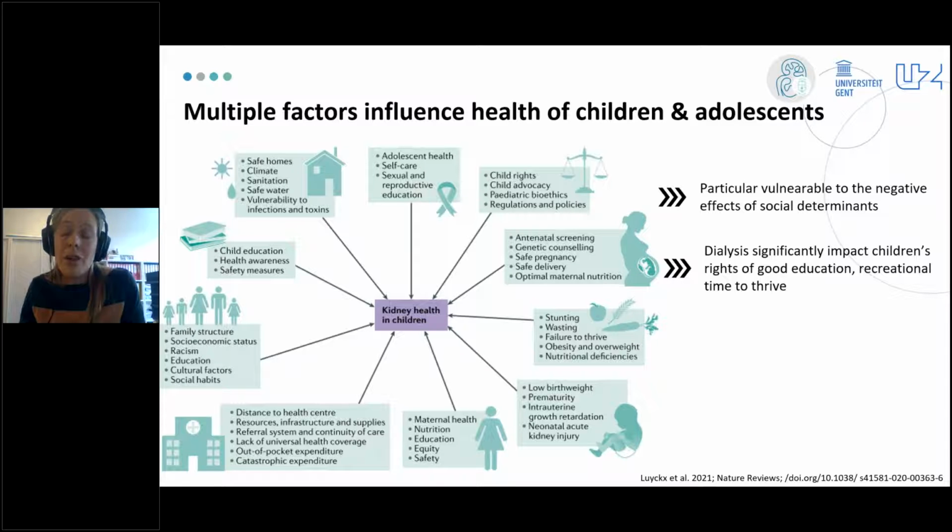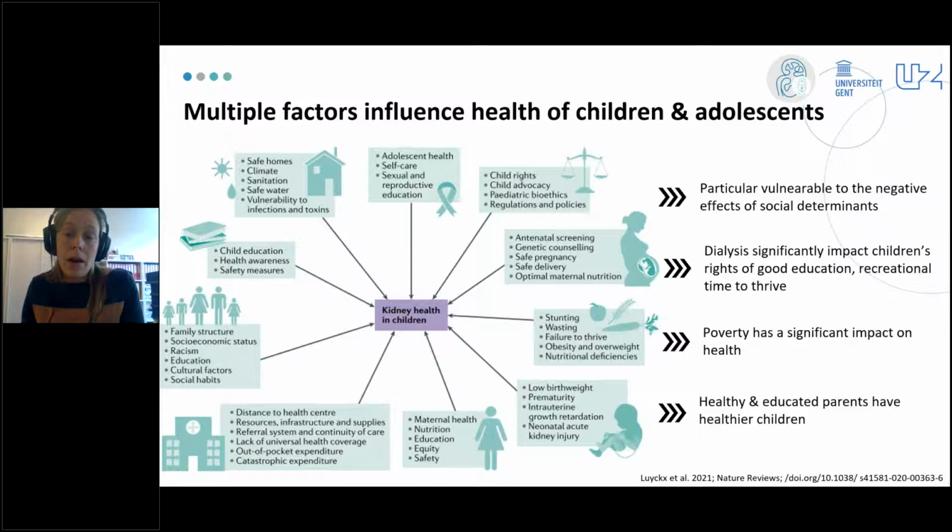Dialysis has a very significant impact on our children's rights to good education, recreational time to thrive, and others. Also, poverty is often exacerbated in our families with a child on chronic dialysis, and often parents need to reduce work to make the treatment possible.